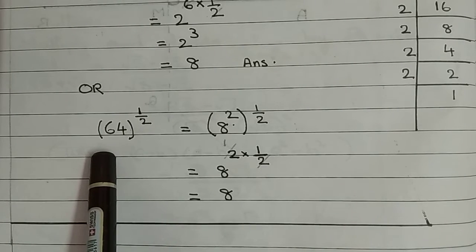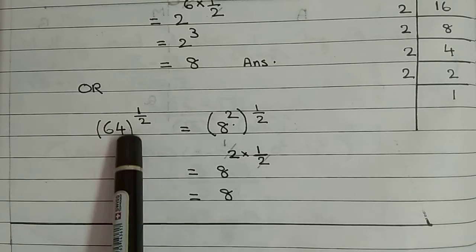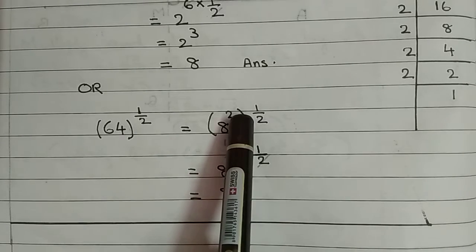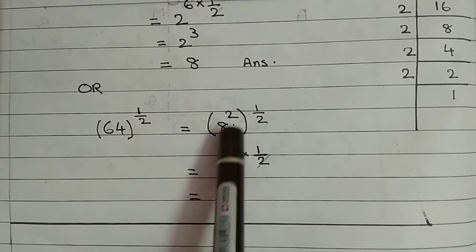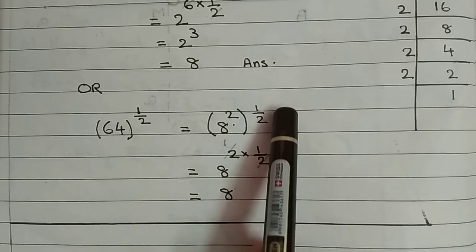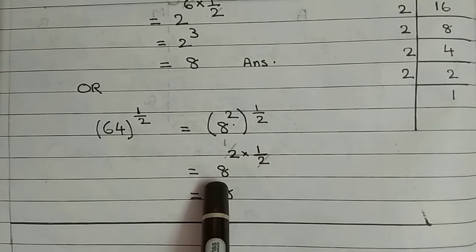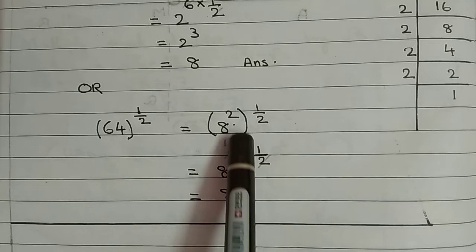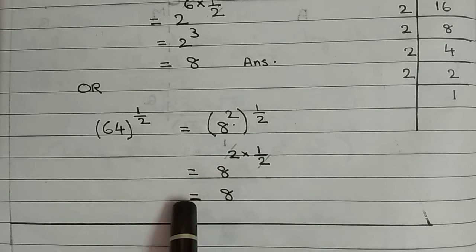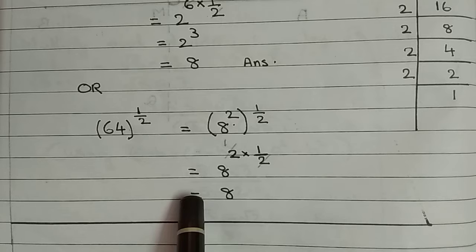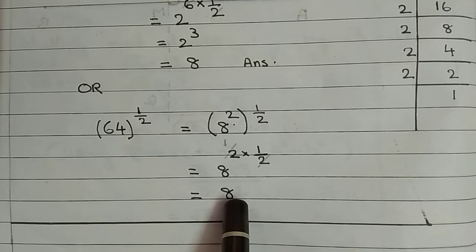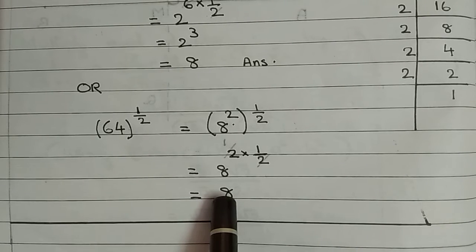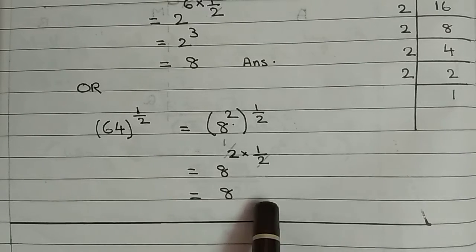This can also be done by writing 64 is equal to 8 squared. So it becomes 8 squared raised to the power of 1 by 2. 8 raised to the power of 2 into 1 by 2. 2 and 2 getting cancelled. You get 64 raised to the power of 1 by 2 is equal to 8. But this is not a general method. General method is to find the prime factorization of the given number and then proceed.